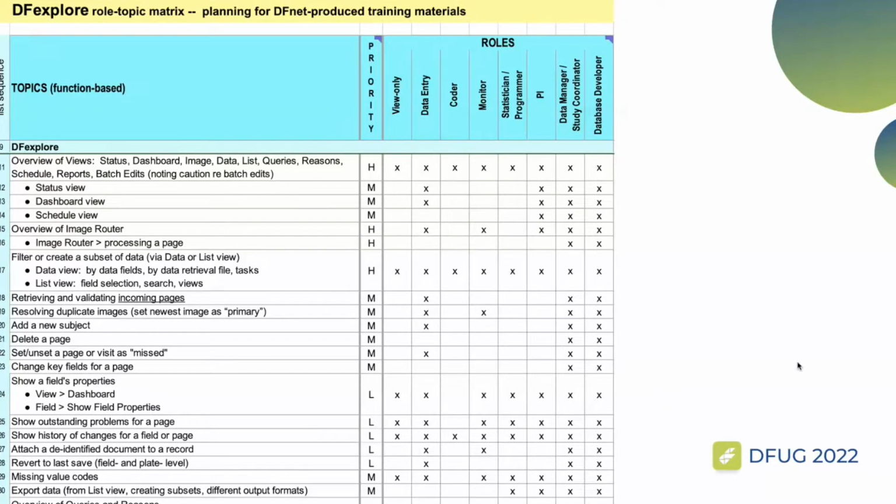On the right-hand side of the table, you can see at the top, we've got our standard roles, which we assign to different studies, like view only, data entry, coder, monitor, statistician, programmer, PI, data manager, and database developer. And then we've assigned the modular topics to the different roles. So what we did with this matrix is we created a course for DFexplore.